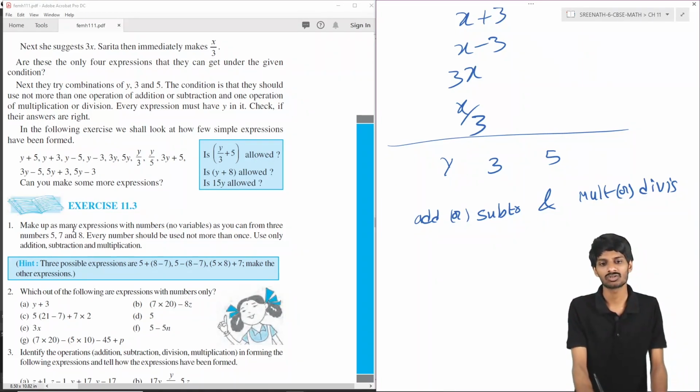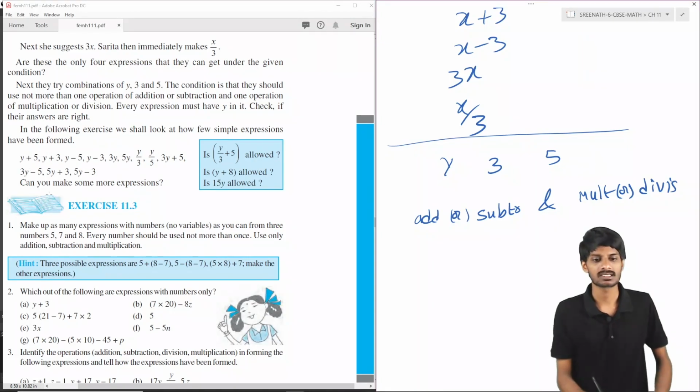There are some examples in your textbook. y plus 5, yes, it is allowed. y plus 3, it is allowed, like that.